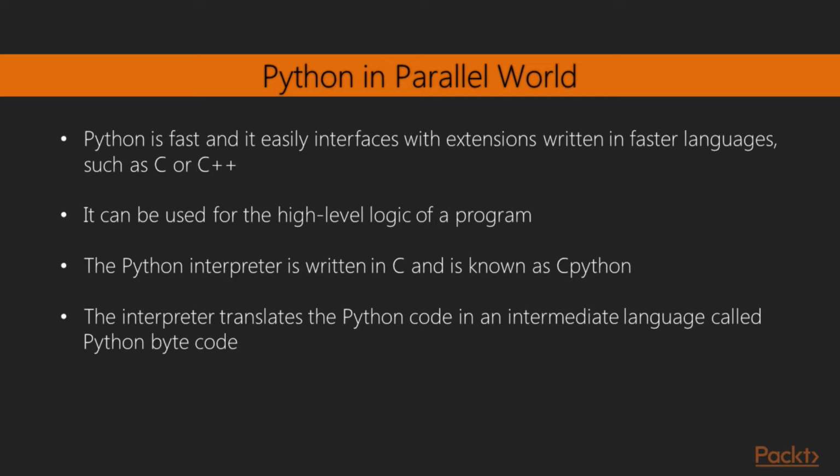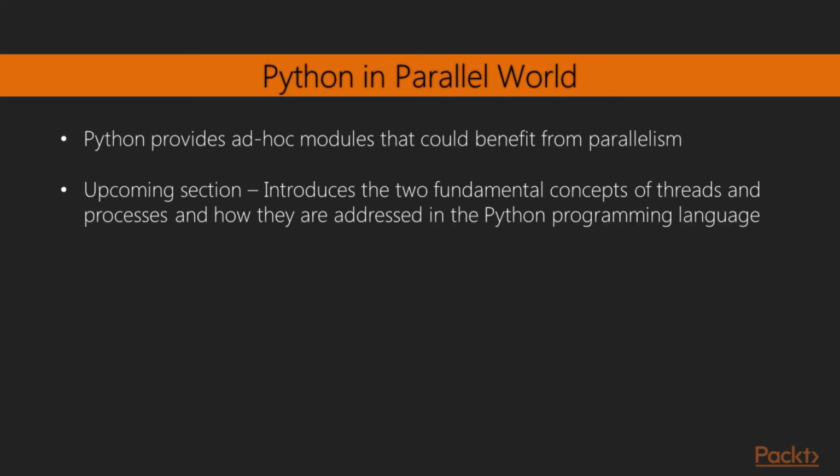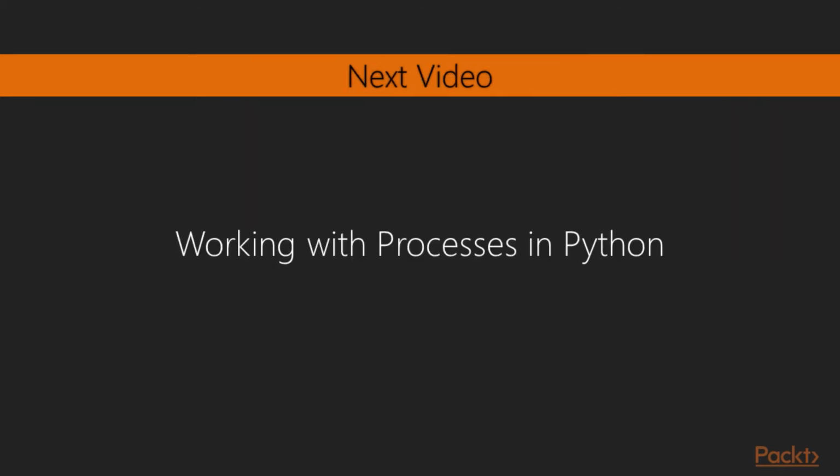In this course, we'll examine a third approach to the problem. In fact, Python provides ad hoc modules that could benefit from parallelism. The description of many of these modules, in which the parallel programming paradigm falls, will be discussed in subsequent sections. However, in this section, we'll introduce the two fundamental concepts of threads and processes and how they are addressed in the Python programming language. So, in this video, we introduced Python and saw its importance in the parallel world. In the next video, we'll start working with processes in Python.